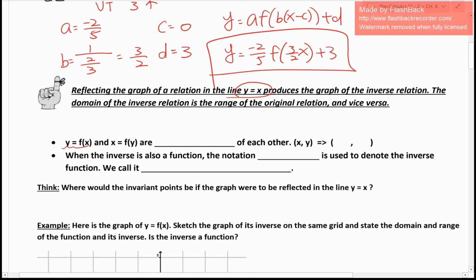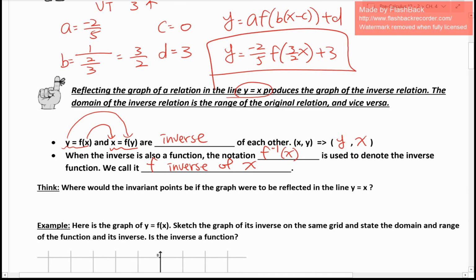So this is the original function. You can see x becomes the new y, and the original y value became the x value. These are inverse of each other, and x comma y basically becomes y comma x. You just switch x and y. When the inverse is also a function, we use the notation f inverse of x. That's a negative one right there, f inverse of x. It's just like inverse sine, inverse cosine, inverse tangent. This is f inverse of x.